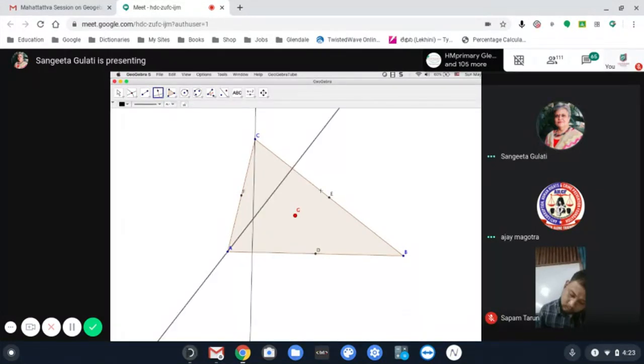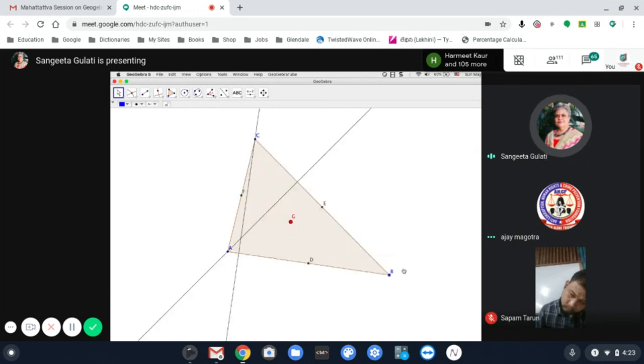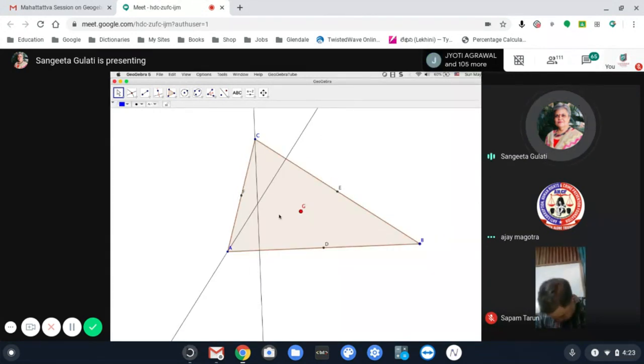Again, the questions would be, well, two perpendiculars definitely seem to be intersecting. But what happens to the third perpendicular? Will it also pass through this? So again, choose the perpendicular line.